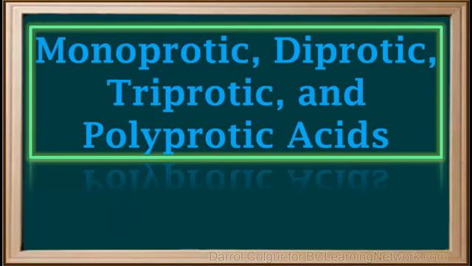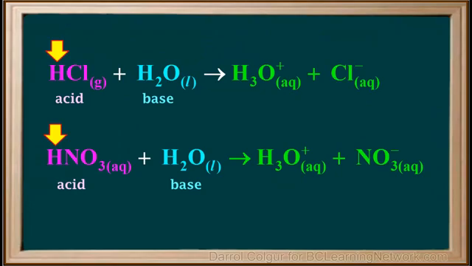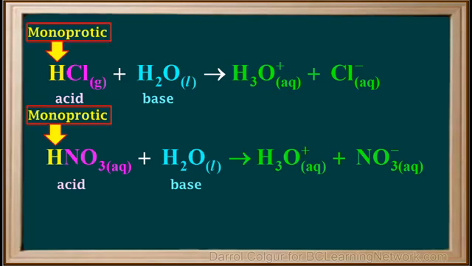There are many more, as we shall see later in this unit. Monoprotic, diprotic, triprotic, and polyprotic acids. Consider these two acids, HCl and HNO3. Both of these are able to lose one proton only. An acid that has one proton available to donate is called a monoprotic acid. So both HCl and HNO3 are monoprotic acids.